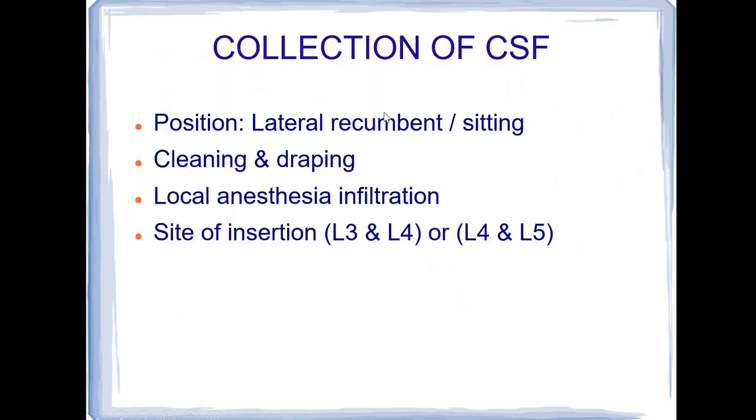So you first position the patient. Next, you clean with betadine. After cleaning it nicely, you drape it. You take a central hole towel and place the hole at the level of L3, L4, L4, L5, and then you give local anesthesia with 1% lignocaine. You infiltrate the skin and subcutaneous tissue, and then you take the spinal needle.